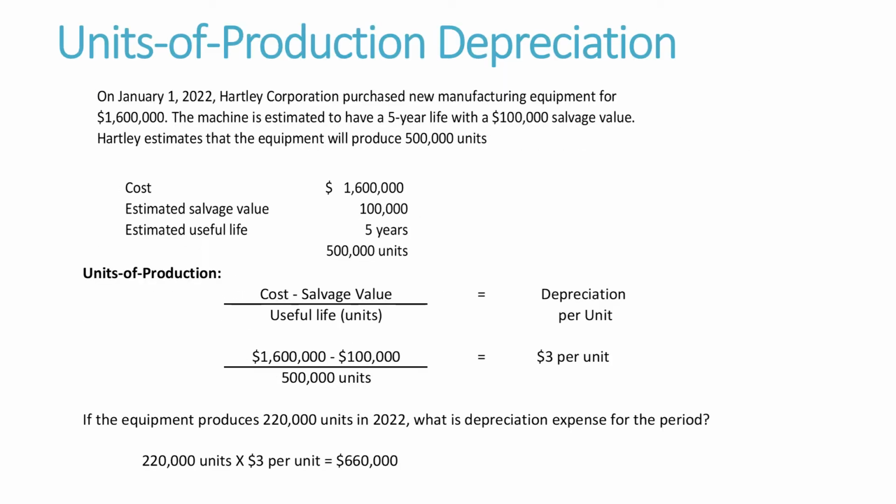Under units of production, we do a similar calculation, except that instead of using the useful life in years, we use the useful life in units. So we take the depreciable cost of 1.5 million divided by the 500,000 units, and we get a depreciation per unit charge of $3 per unit. In order to calculate 2022 depreciation, we need to know how many units the equipment produced in that period. 220,000 units were produced in 2022, so our depreciation expense is 220,000 times $3 per unit, or $660,000.